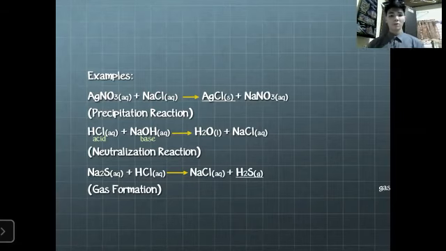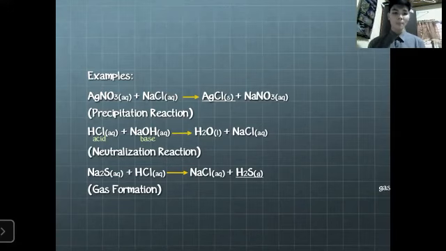Moving on, hydrogen chloride plus sodium hydroxide yields water plus sodium chloride. In this equation, we had the hydrogen chloride as an acid and sodium hydroxide as a base. So what do we call that reaction? That is right, it's a neutralization reaction.